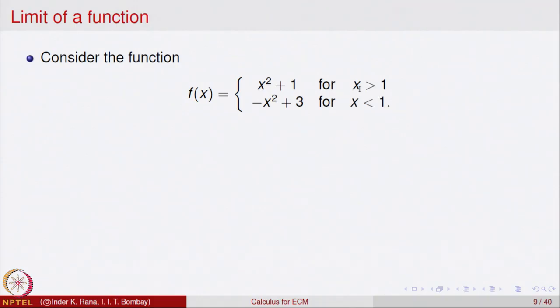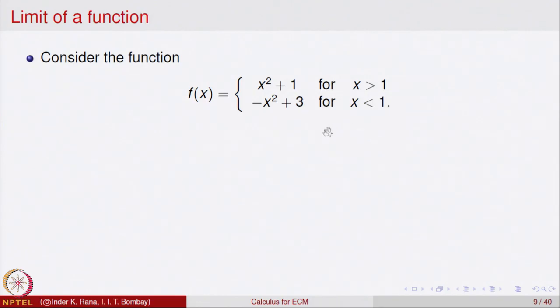So, for example, if you take a sequence x n which is bigger than 1, all the elements x n's are bigger than 1 and x n's converge to 1, then x n square will also converge to 1, because x n converges to 1. So, f of x n, which is equal to x n square plus 1, will converge to 2, right.